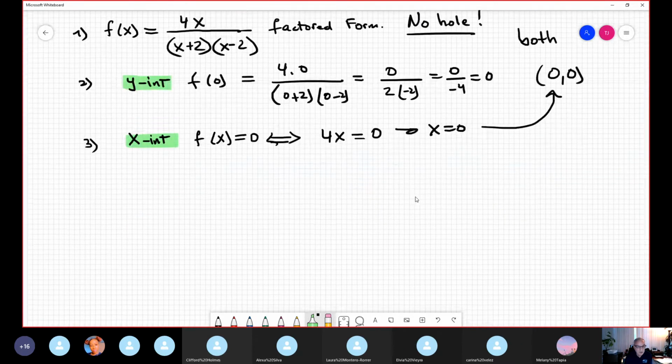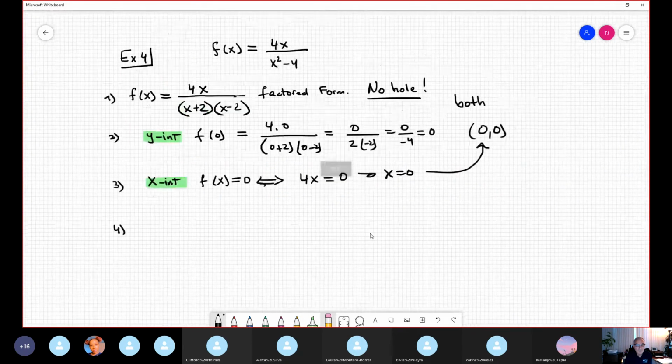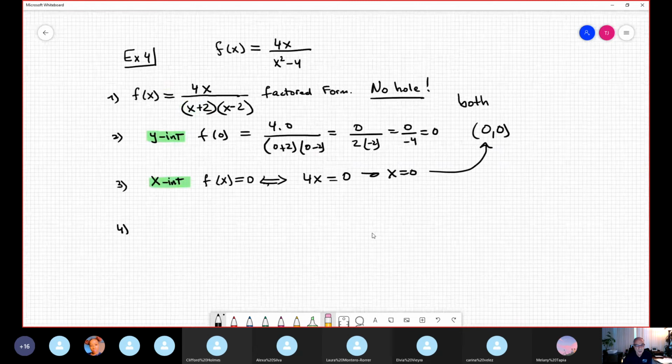What's the fourth step? The fourth step is to compute the vertical asymptotes, and that is easy. You take the polynomial in the bottom, either the factored form or the original, either way. Let's do it both ways, and you see that there's no difference. You take x squared minus 4, force it to be 0, and solve this quadratic equation.